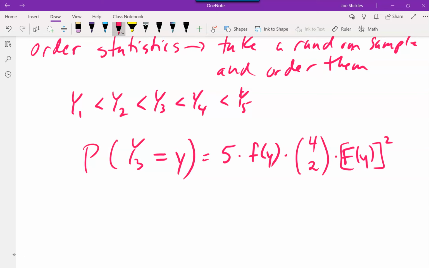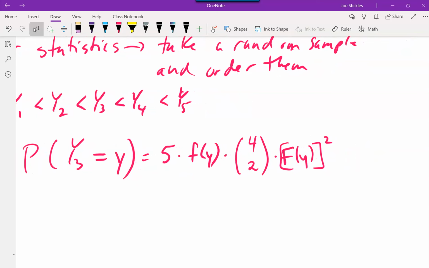Right? And then what else has to be true? Yeah, the remaining 2, which would be 2 choose 2, so I'm not going to bother putting that in there. The rest of the 2 have to be greater than y, and that would be 1 minus your CDF. That's how you would find it.